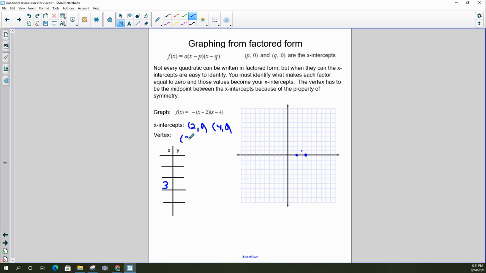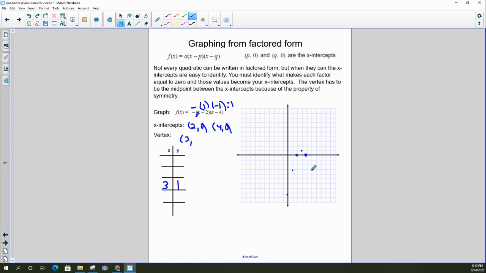So if I plug in 3, 3 minus 2 would be 1. And then 3 minus 4 would be negative 1. And if you multiply that with a negative out in front, you get negative 1 times negative 1, which is positive 1. So our vertex is 3, 1, which confirms the pattern of 1, 3, 5. And so I really already have enough points to graph here, but I could continue to go over 1, down 3, over 1, down 5.